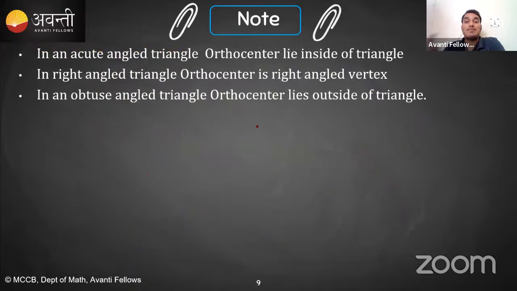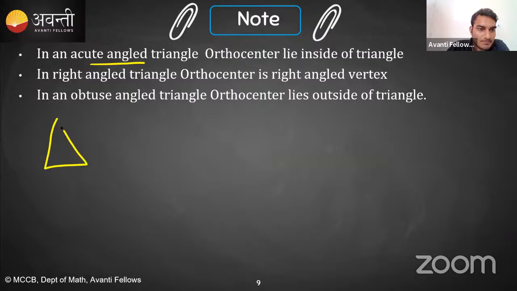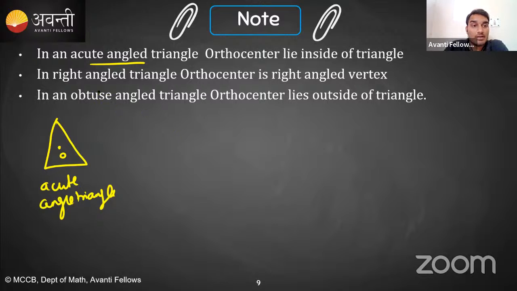There is one special note on this orthocenter: for an acute angle triangle, orthocenter will always lie inside. Means if a triangle is an acute angle triangle, then the orthocenter will always lie inside. So this is an acute angle triangle. And for a right angle triangle, orthocenter is the right angle vertex.